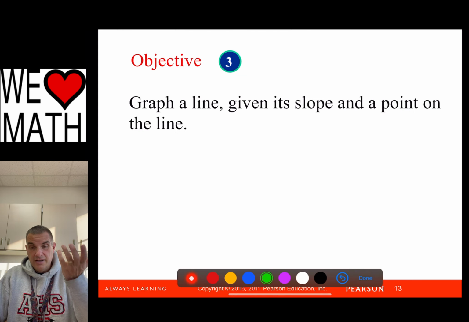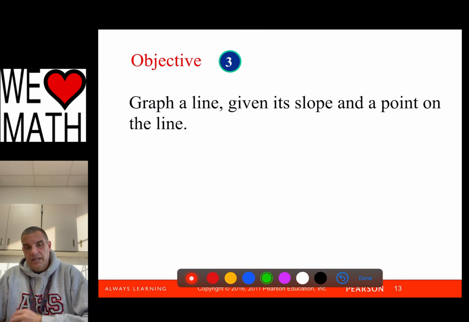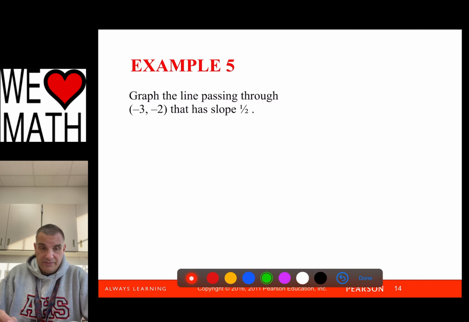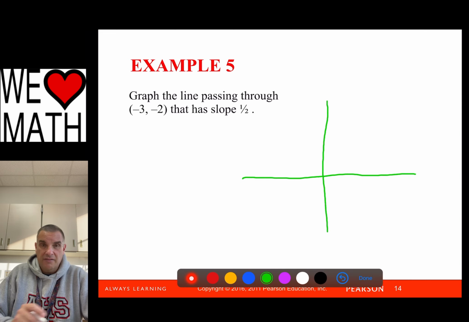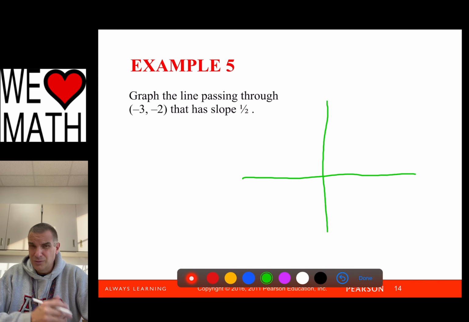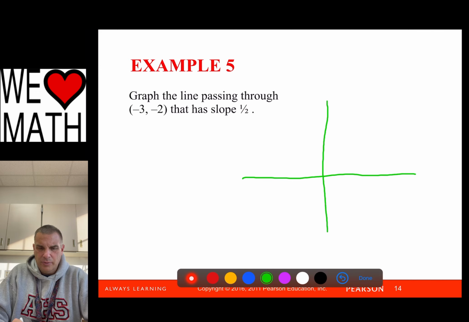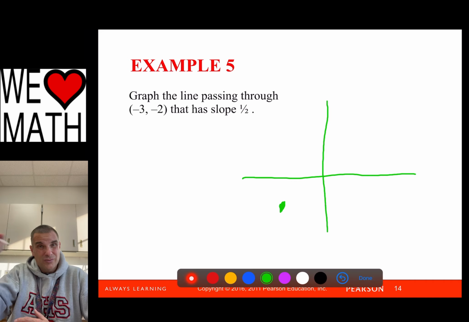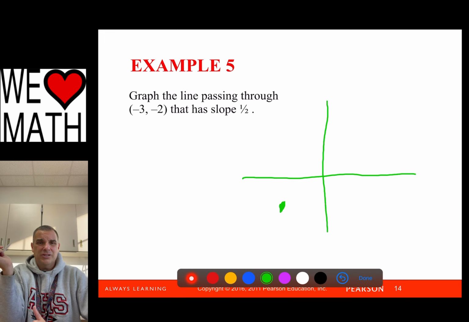So now if we want to graph a line with a given slope and a point on the line. So if we're going to graph a line given a point and the slope, step one is just going to be to graph the point. So we did this last one. So we're going to graph the point -3, -2, somewhere right there. Now the slope is 1/2, so slope is rise over run. So it's how much you're rising up by how much you're running over.